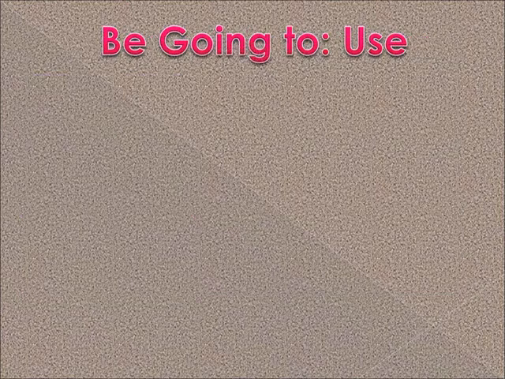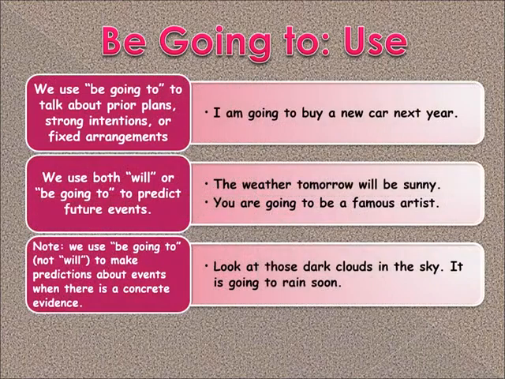Alright, students. Now we are going to see where we can use going to. Remember, if we are using will, we are also using going to express future simple tense. We use going to talk about prior plans, strong intentions, or fixed arrangements, something that is already planned and is in our schedule. Now let's take a look at the example. I am going to buy a new car next year. This man has decided to buy a new car and there is no hesitation or unplanned thing. He's sure about it. He's definite about buying a car.